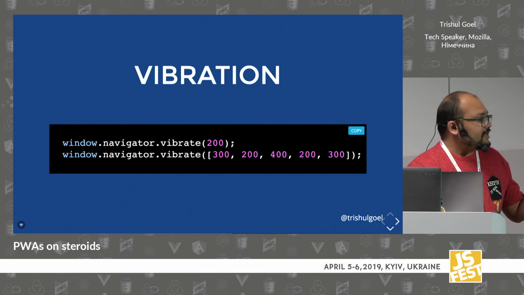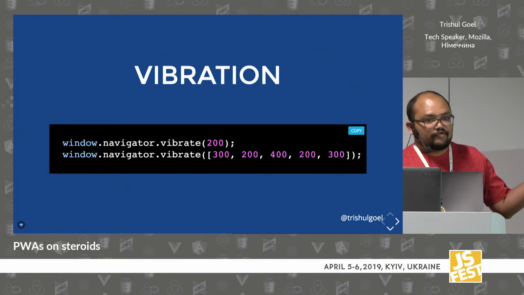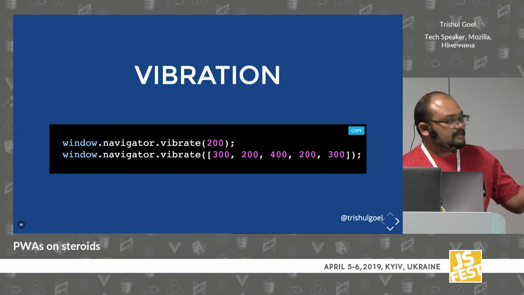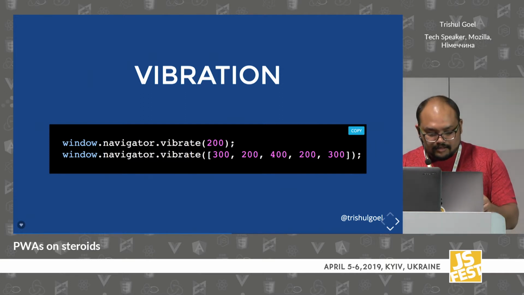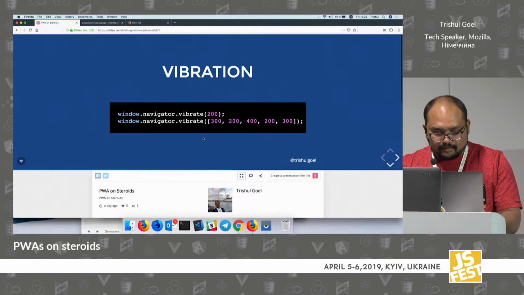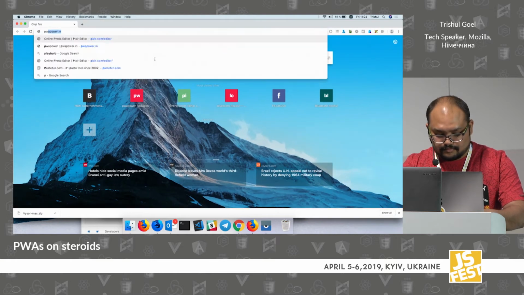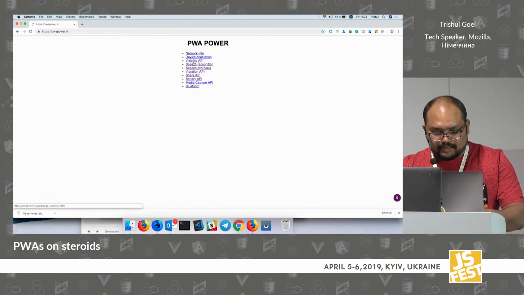It's as simple as that. window.navigator.vibrate. It has two formats. The first is a number of milliseconds, and the second is intervals. For example, it will vibrate for 300 milliseconds, then 200 it will not, 400 it will, 200 it will not. So that keeps an interval. We have a quick demo for that.